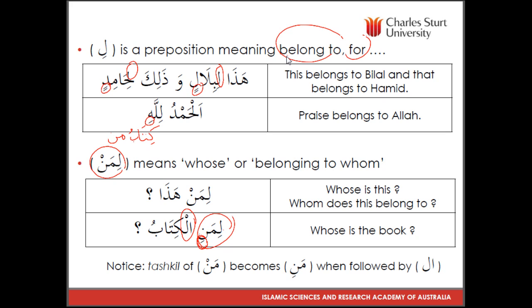Aydan means what? New word. Hada jamilun. This is beautiful. Aydan jamilun. And that is also beautiful. وذلك أيضا جميل.